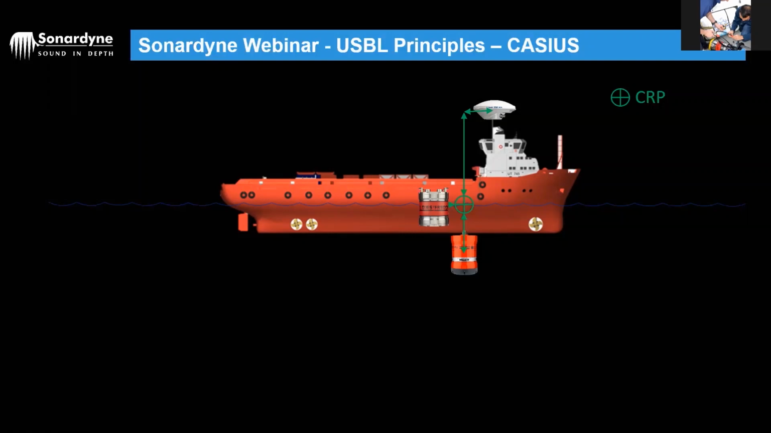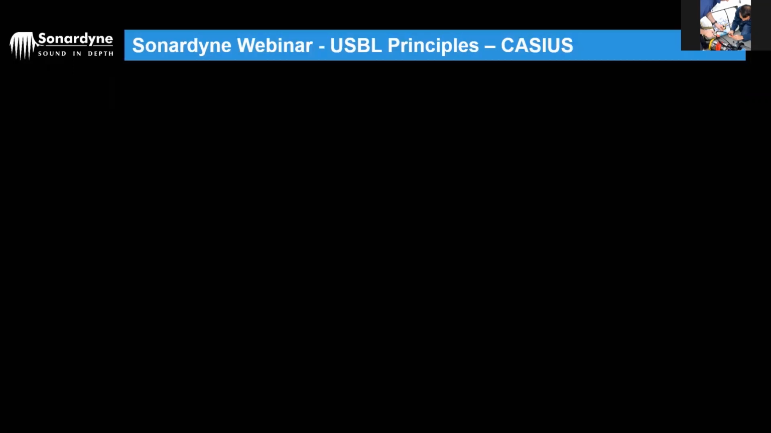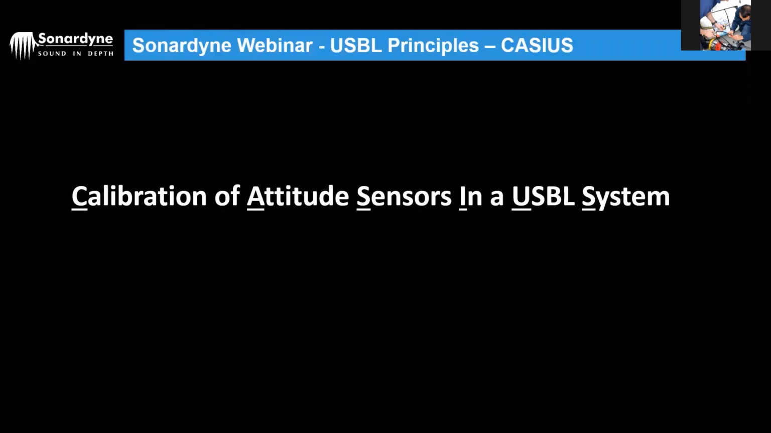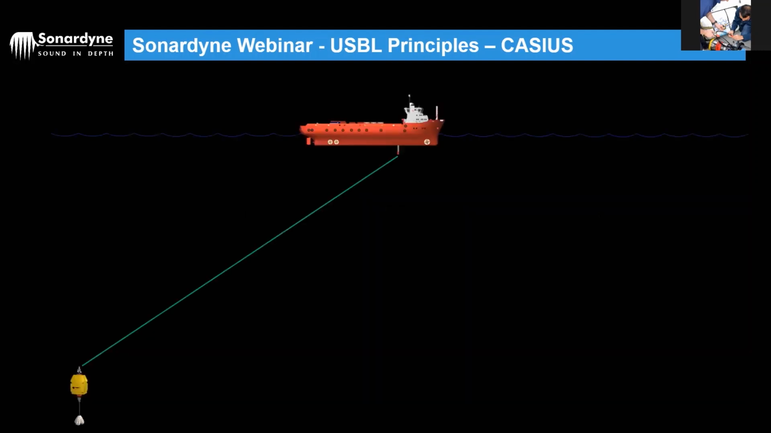All right. So in order to calibrate all those in, we use something called the CASIUS software, which is part of the Ranger 2 system. It stands for the calibration of attitude sensors in a USBL system. So in order to achieve that, we place a beacon or transponder on the seabed, and then we perform some maneuvers over the top of it. The first thing CASIUS does is what's called a box-in, to give this a boxed-in global position on the seabed. So it's now a fixed reference we can calibrate the rest of our system from.